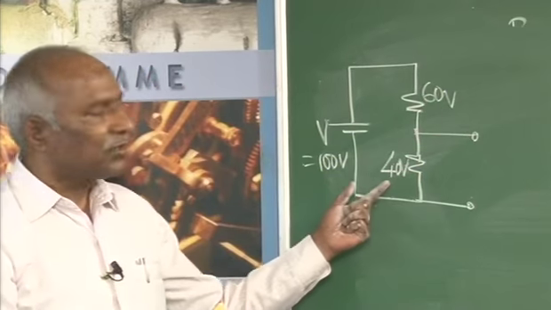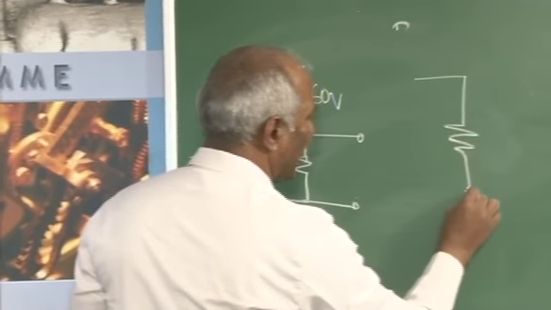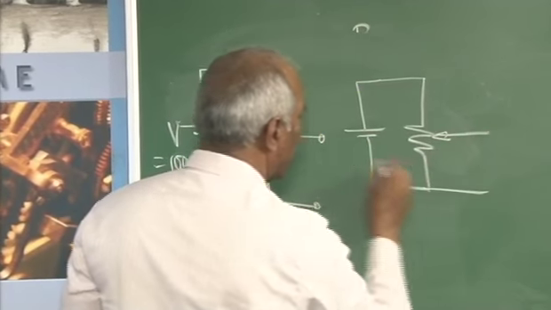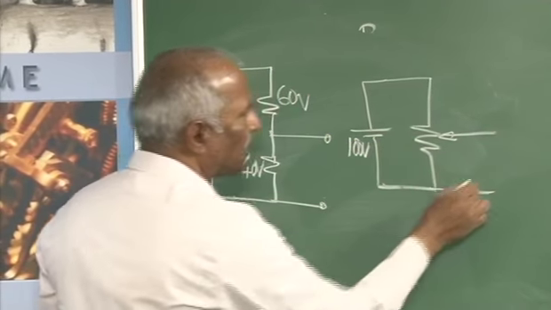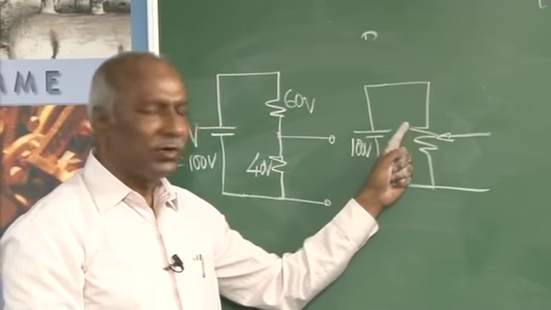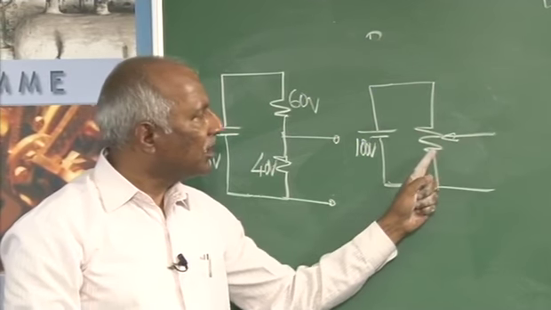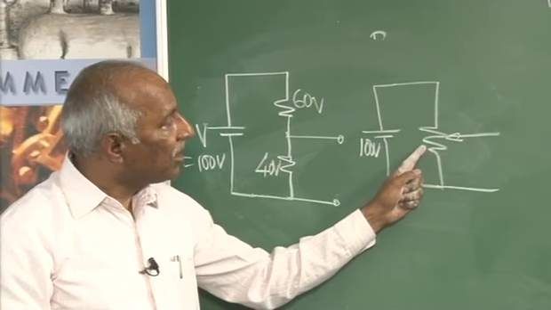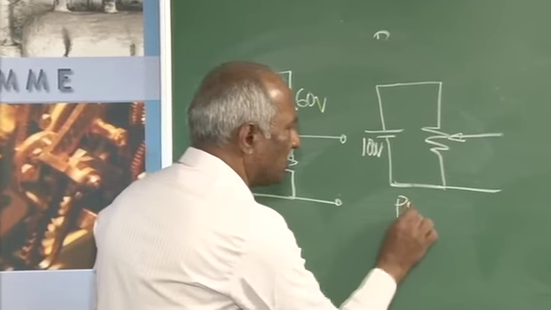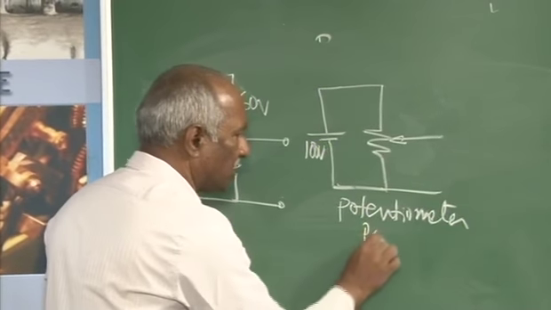So, this is nothing but a fixed voltage divider, and a variable voltage divider will be this way. The voltage can be obtained here. When it is here, the voltage level will be 0. When this is here, it is 100 volts. In between, the voltage is obviously between 0 and 100. So, in that case, when the resistor is used as a variable resistor to get the output, it is generally called a potentiometer, or it is also called a pot.